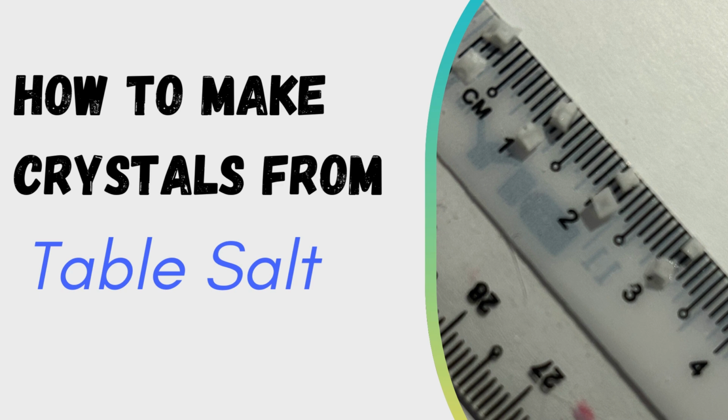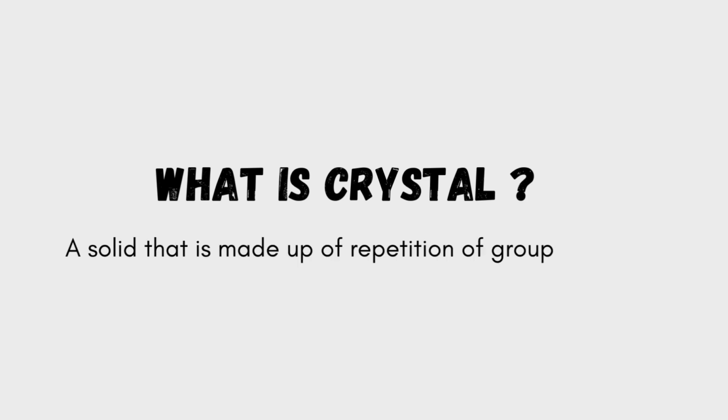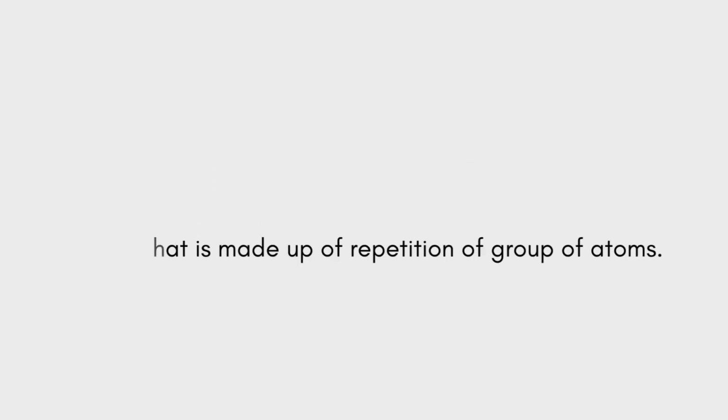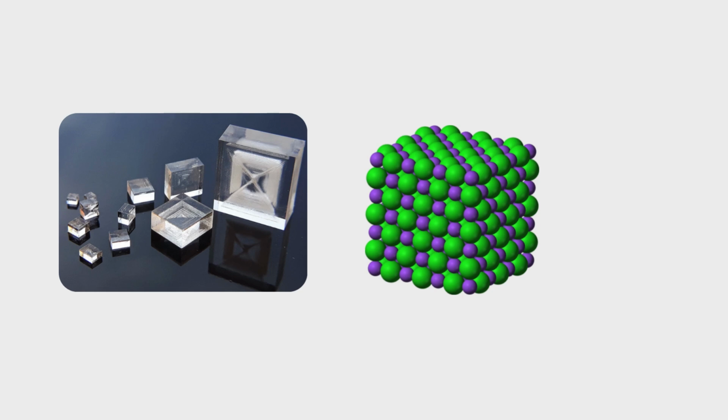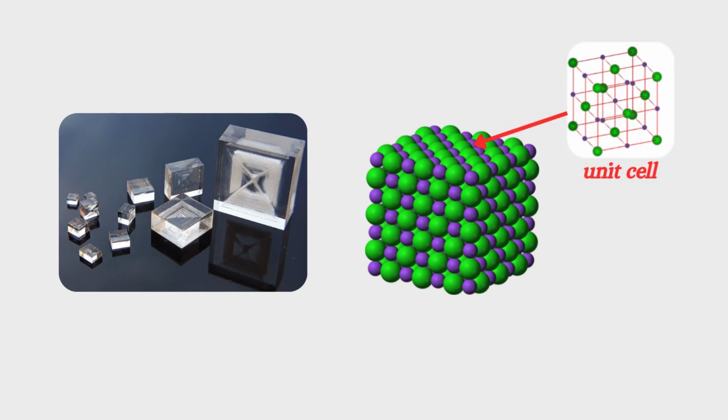In this video, I am going to explain how to make crystal from table salt. Before making the crystal, we need to understand what a crystal is. A crystal is a solid that is made out of repetitions of a group of atoms. We call this group of atoms a unit cell. You can think of this unit cell as the building block of a giant object.